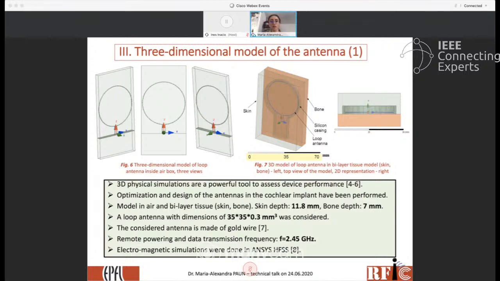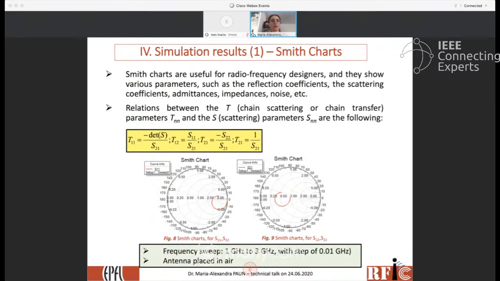Okay, so we have done some electromagnetic simulations in ANSYS HFSS. When we are talking about antennas, we are really much interested in looking into the Smith charts, scattering parameters, etc. These are very useful for radio frequency designers, as they show the reflection coefficients, the scattering coefficients, different admittances, impedances, noises, etc.